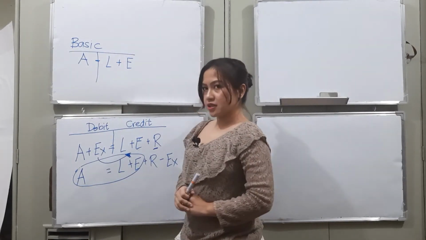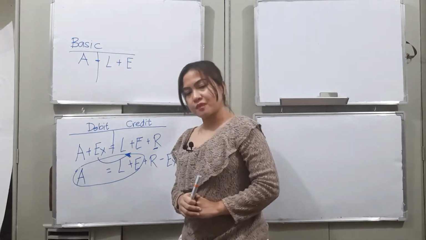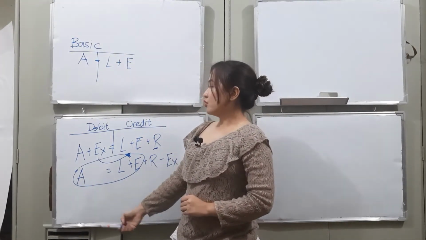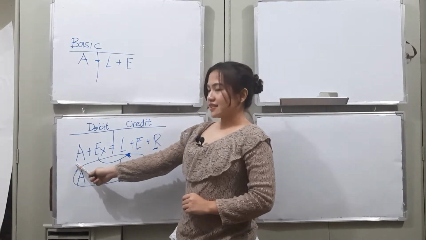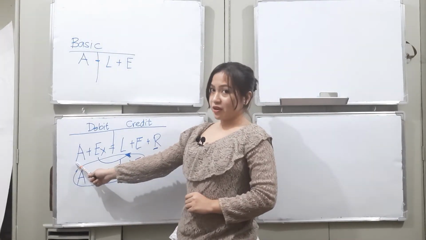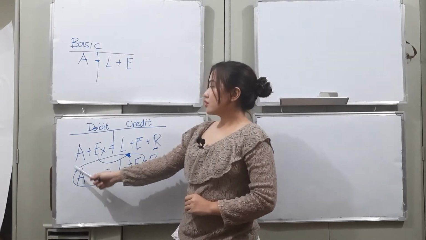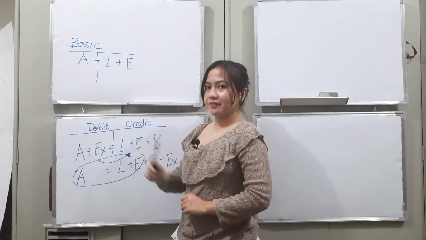Prepaid insurance. You paid the insurance first before using the insurance. That is the common one. So, what is that? Prepaid. Asset. Bayad ka una for future use. So, that is a resource that you could use in the future. So, since that is an asset, debit.